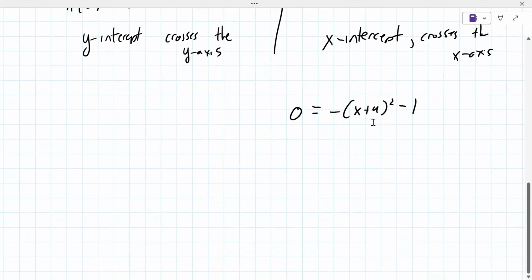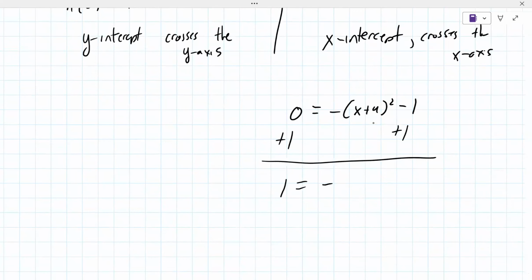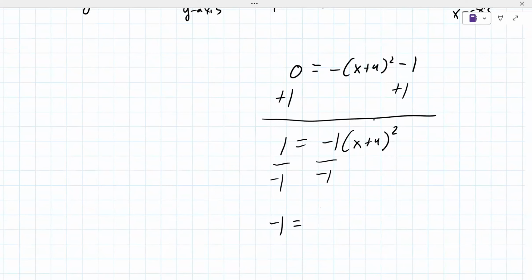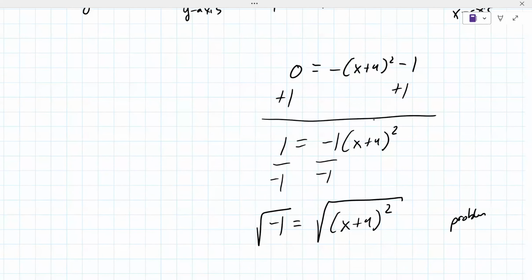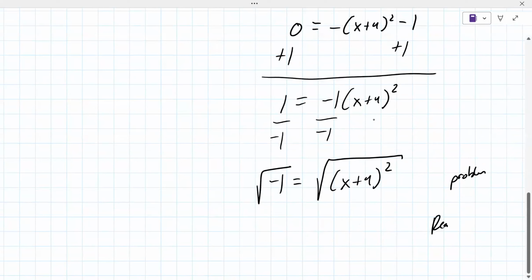So let me grab this, go down here. The first thing you do to solve this is add 1 to both sides. And you have 1 equals negative x plus 4 squared. And then you would divide both sides by -1. And it's -1 equals x plus 4 squared, like this. Now you would take the square root of both sides. And this is the problem. In the real domain, which is where you're working in, they don't tell you that, but you're in the real domain, the square root of -1 is undefined. So this is not possible.